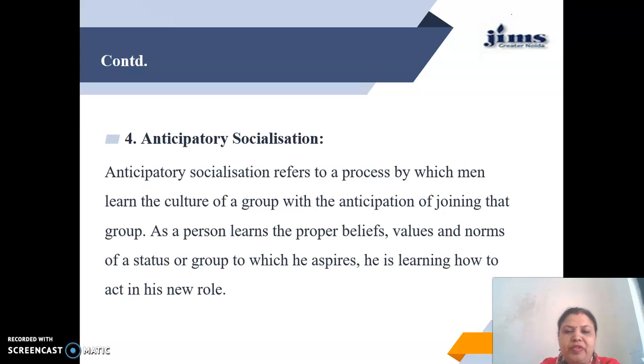Next is anticipatory socialization. Anticipatory socialization refers to a process by which men learn the culture of a group with the anticipation of joining that group. A person learns the proper beliefs, values and norms of the status or group to which he aspires, and he is learning how to act in his new role.